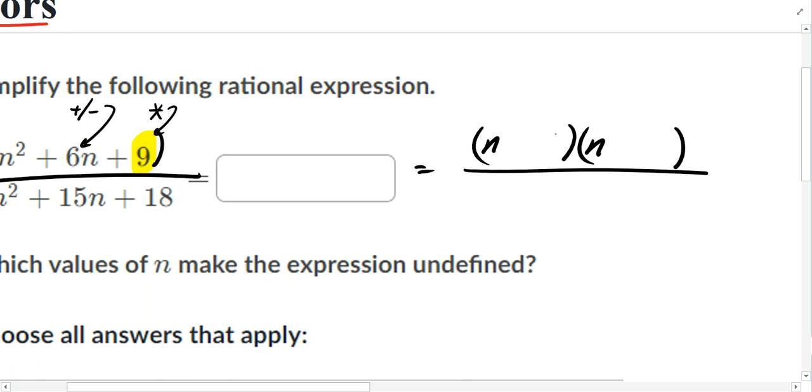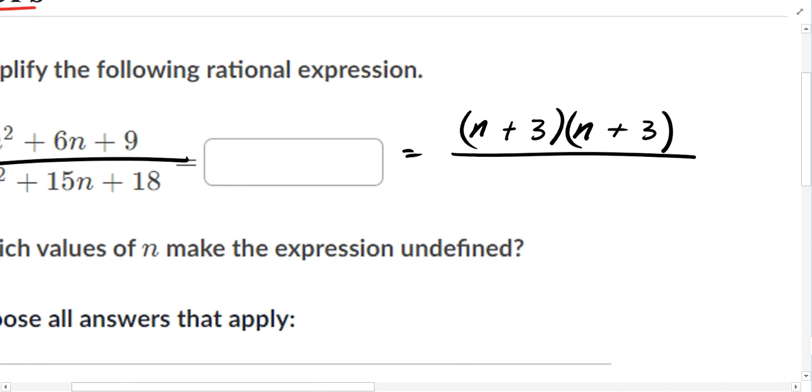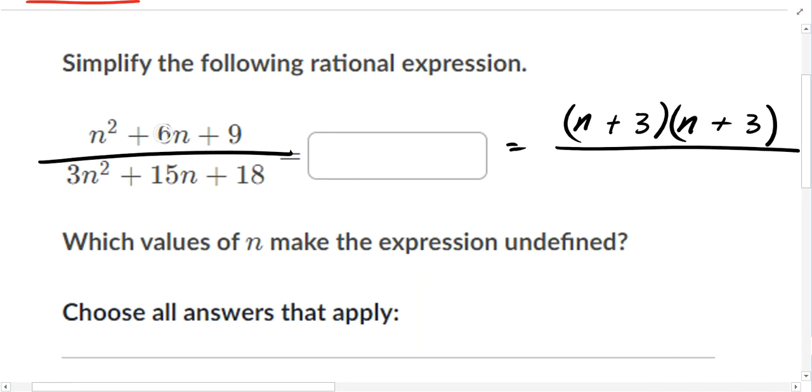And so you might recognize that 3 times 3 equals 9, and positive 3 plus 3 will add together to make 6. And so this looks like a good factored result for our numerator. We could check that, of course, by FOILing back together, and if we FOILed n plus 3 times n plus 3, after we combine our like terms, we'll be back to the original expression.